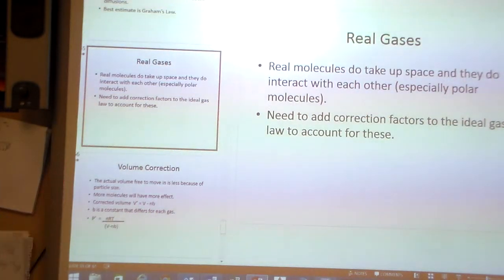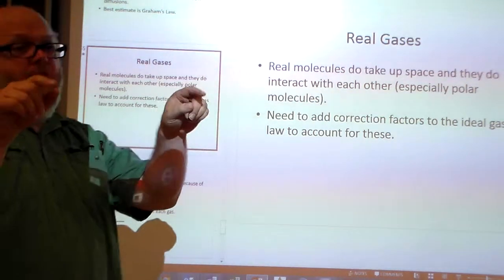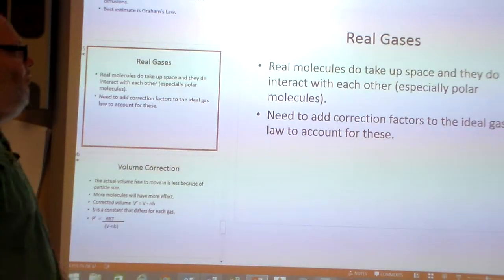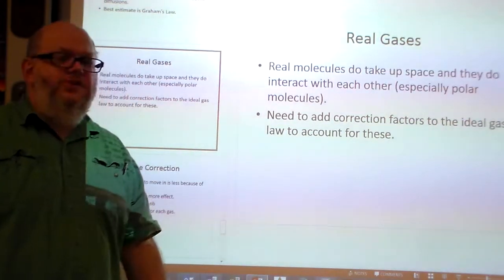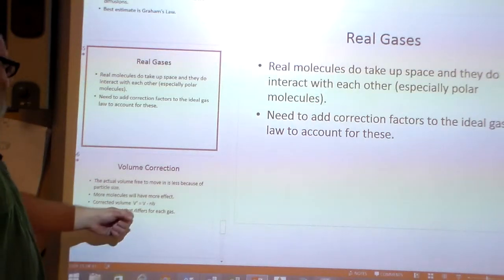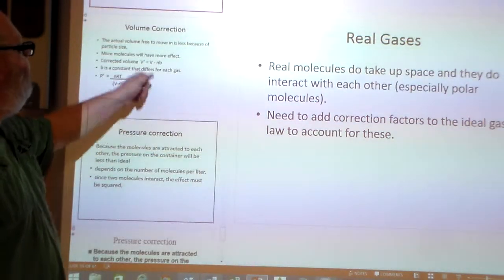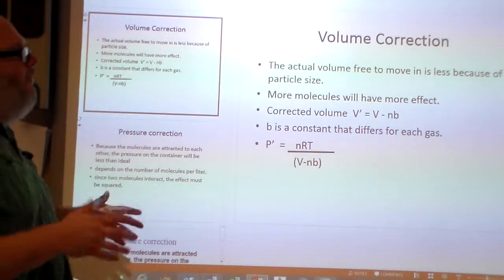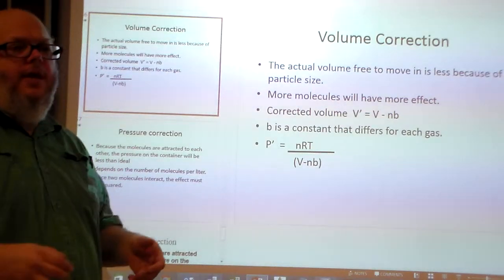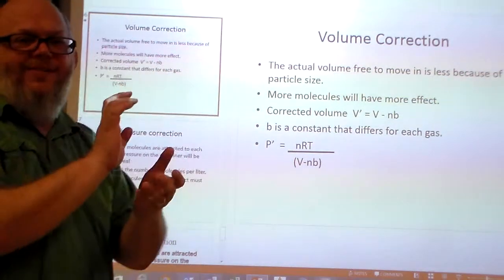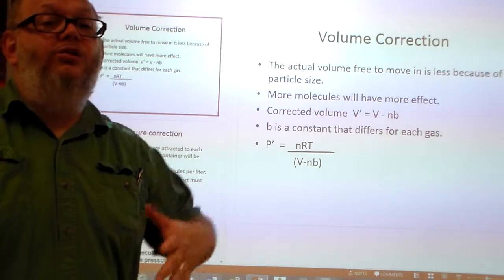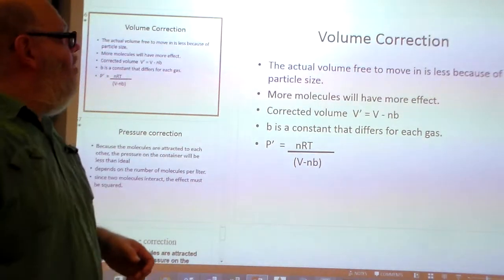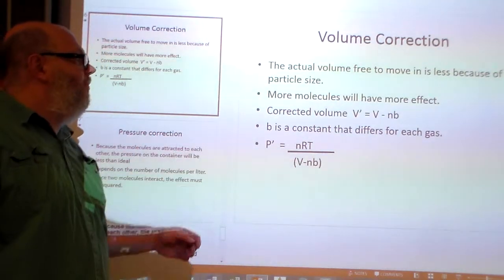Now, real gases, on the other hand, do take up space. They interact with each other, especially when they are polar molecules. Remember, positive, negative for polar molecules. We do need to add correction factors to the ideal gas law to account for these. Volume correction: the actual volume free to move in is less because of the particle size. If you have a bottle and you have a bunch of gas particles in there, remember, each particle does take up a certain amount of space. So that's why you have to have a volume correction.